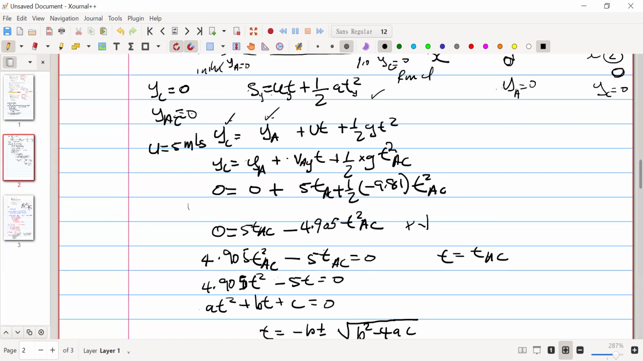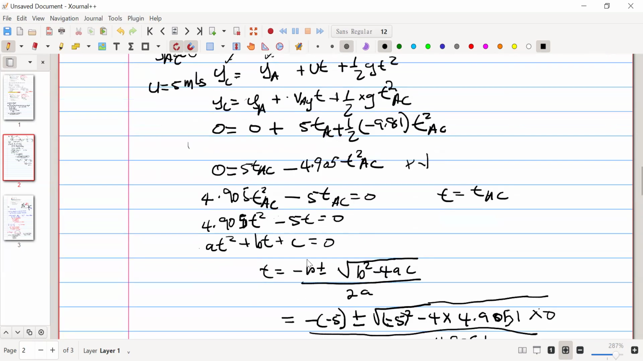So here we say let t equal TAC, so we have a simpler workout. So you simply put the t in here. So this you transpose over and you have a nice equation now: 4.905 t squared minus 5t equals 0. This is in the form of a quadratic expression. So we say at squared plus bt plus c equals 0.